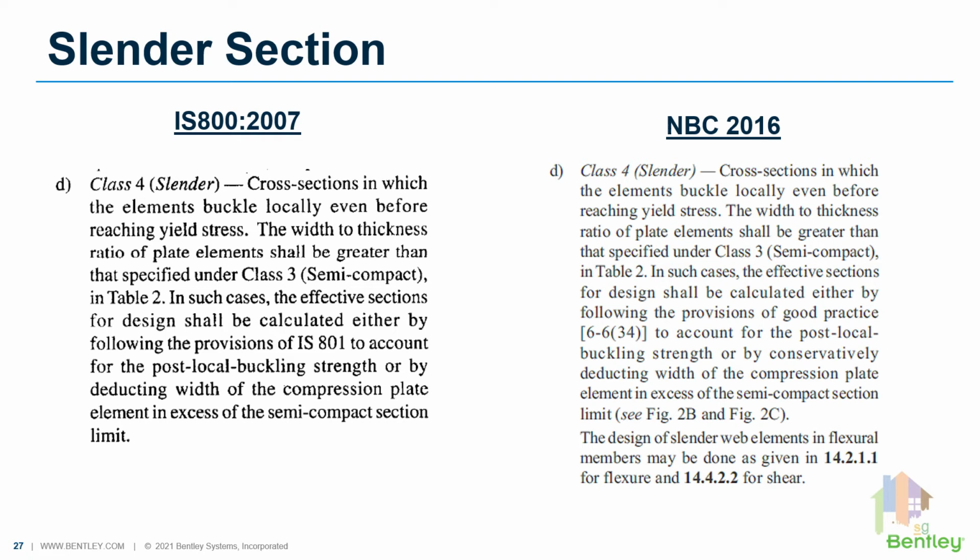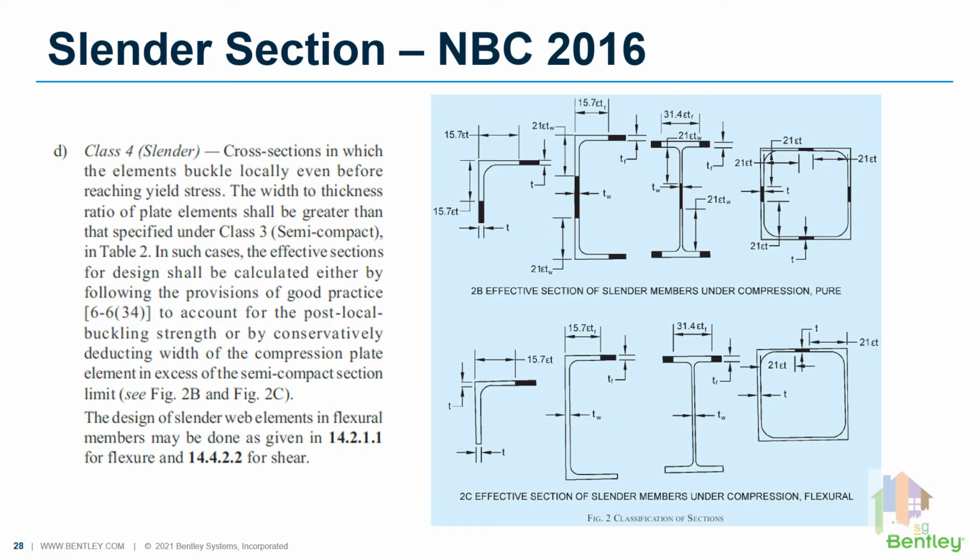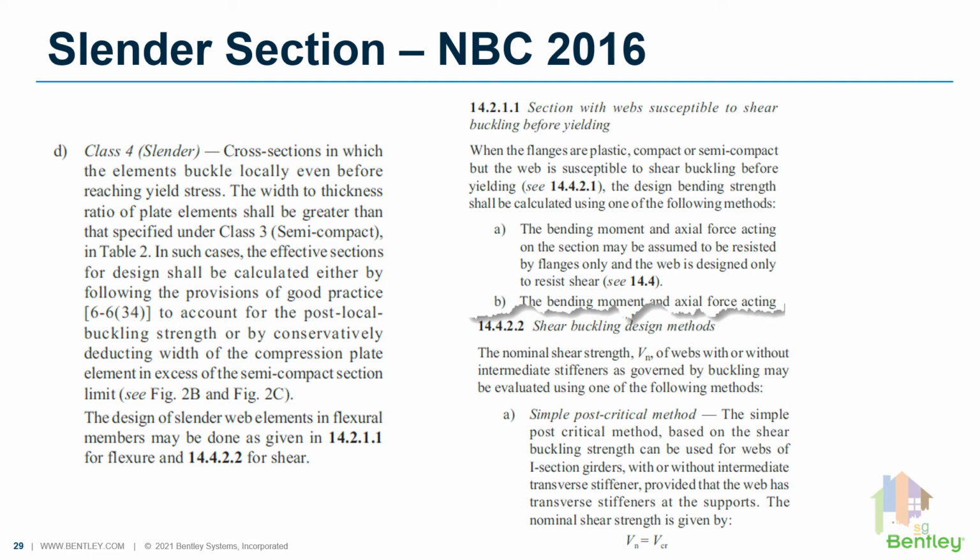You can notice in NBC 2016, two guidelines have been provided. One is to consider the post-local buckling strength for design, and second is to reduce the compression plate width up to semi-compact limit. Along with that, two pictures have been provided illustrating how to deduct the width for pure compression and flexural compression case. You need to deduct the area and then proceed for design using semi-compact section design clauses. But for bending and shear, you need to consider that the web is subjected to shear buckling before yielding, or d by tw ratio is greater than 67 epsilon.